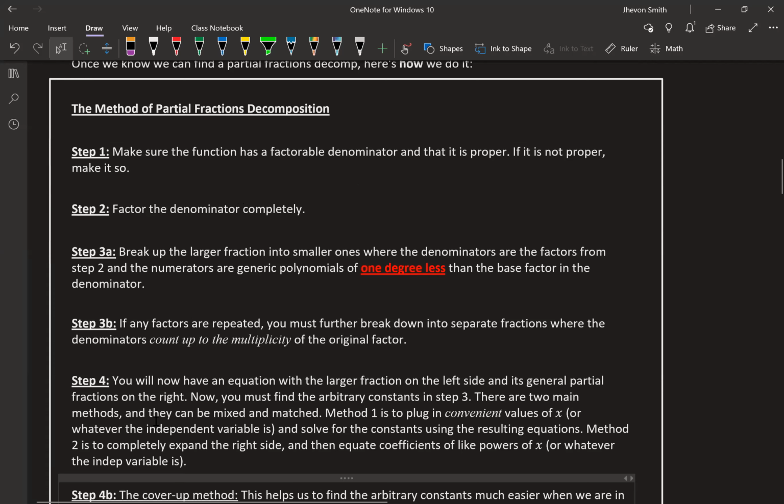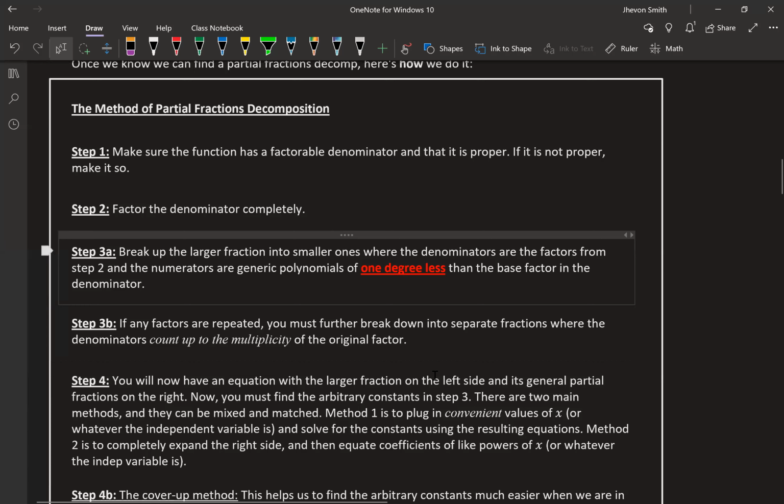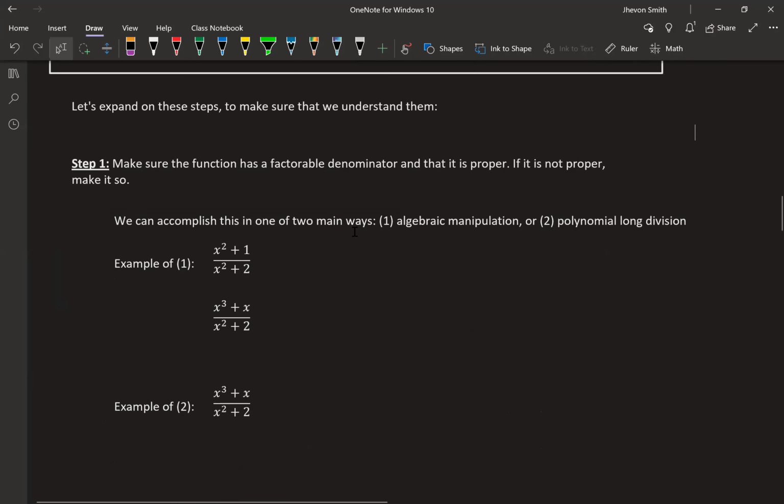Now, once you learn what each of these steps are, then all you have to do is memorize these steps, and you'll be able to get through a partial fractions process, okay? So saying it in English is going to be confusing to someone who hasn't done this method before, so I'm going to expand on each of these steps individually. Okay, let's start with step 1, okay? Make sure the function has a factorable denominator and that it is proper. If it is not proper, make it so.